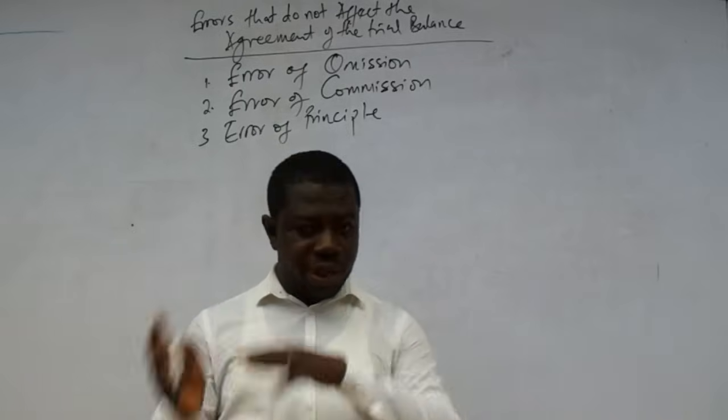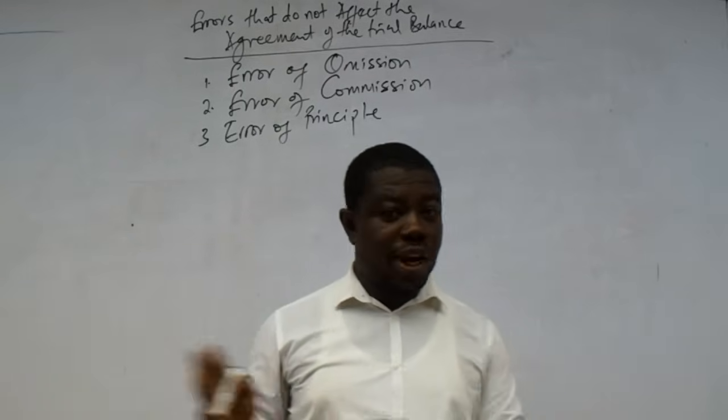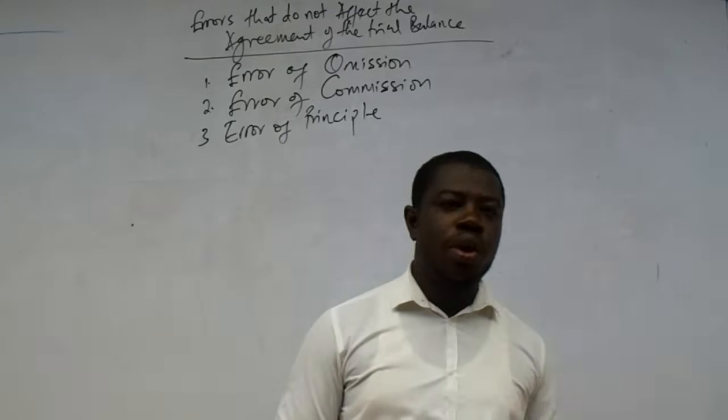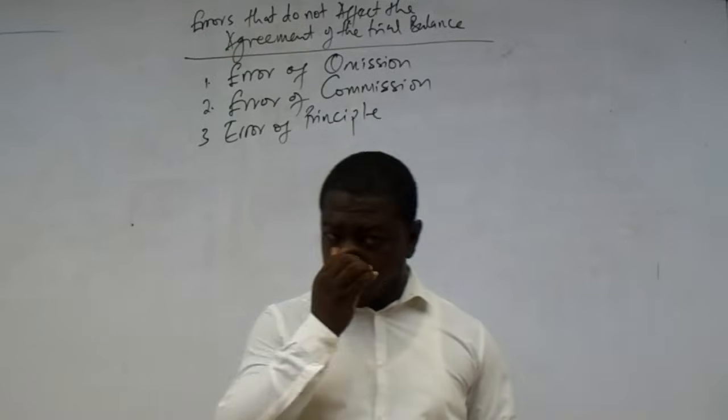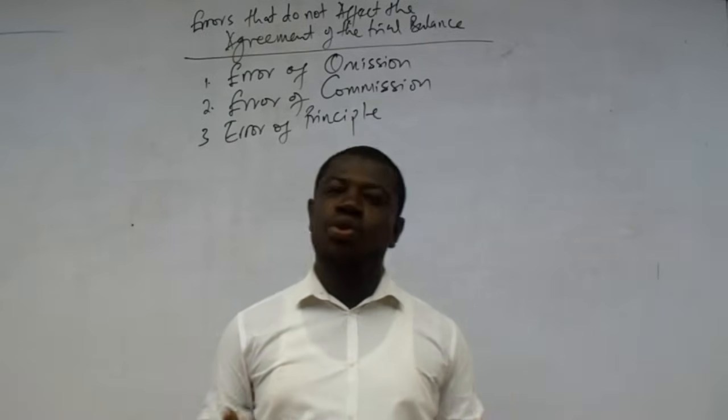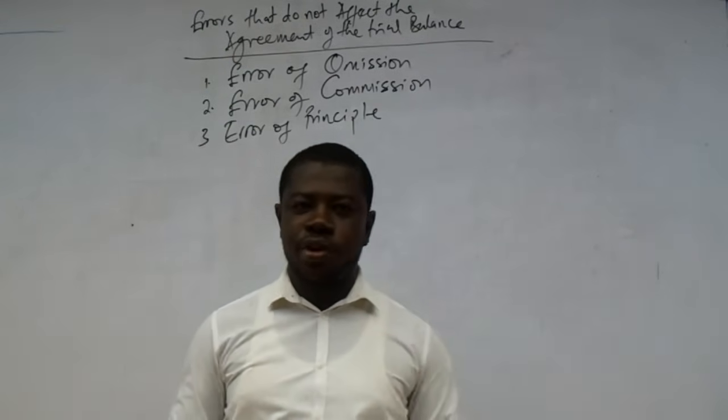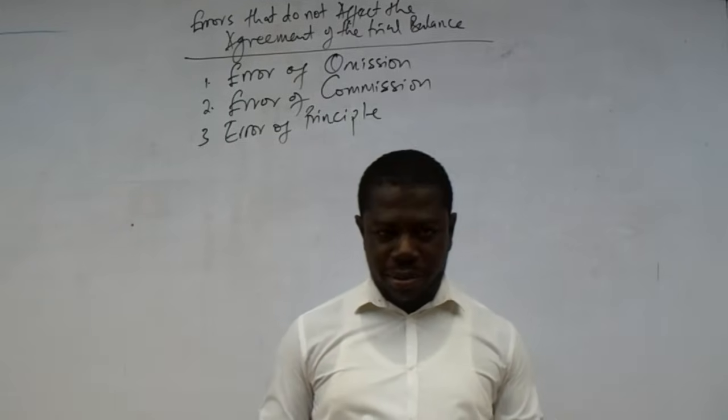Now both accounts will be debited. If it was motor van expenses, it would have been debited, and then the motor van account itself is also going to be debited. And so this will not affect the agreement of the trial balance because the item still ended up on the debit side.